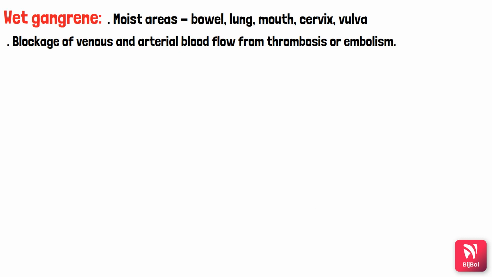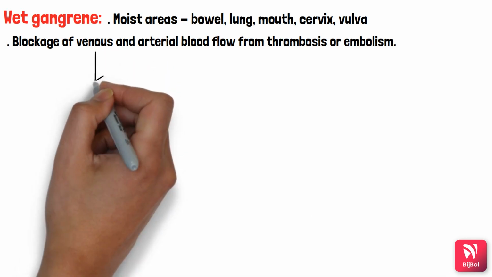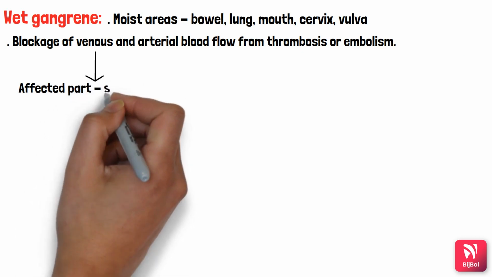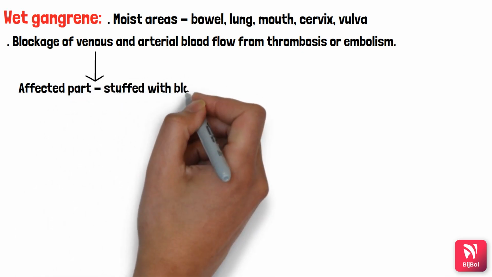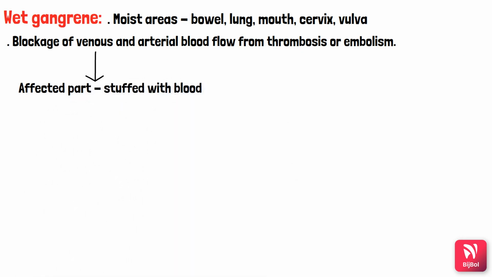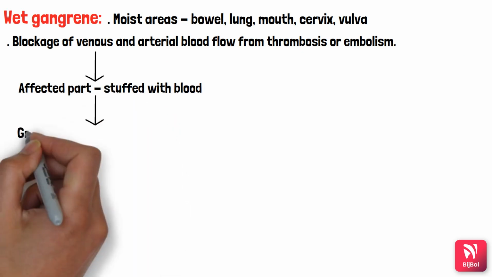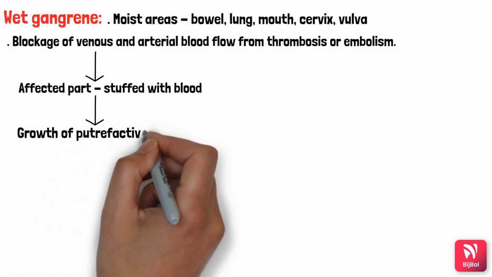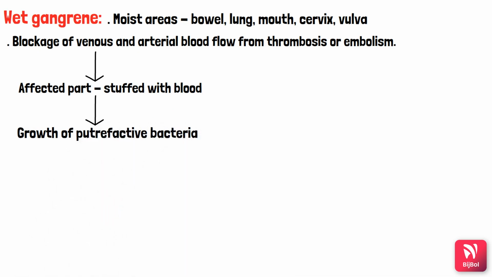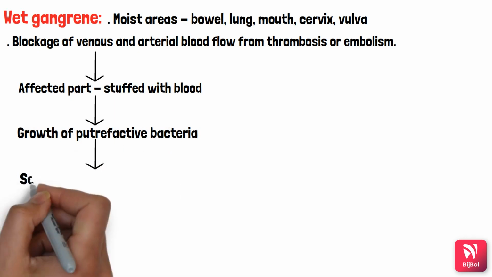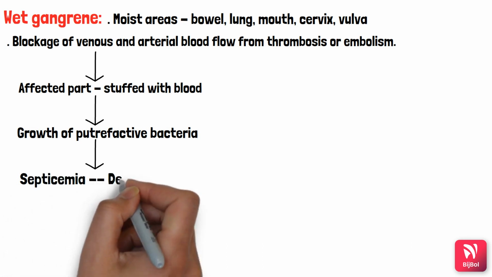Whenever there is this blockage of venous or arterial blood supply in that area, the affected part will be stuffed with blood. This blood-stuffed area acts as a nutritive medium for the putrefactive bacteria, so it results in growth of putrefactive bacteria. Whenever bacterial growth increases, these bacteria start to produce toxins and they also grow. This growth of bacteria in the blood results in septicemia.